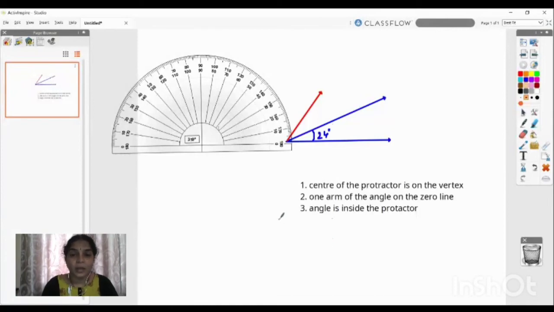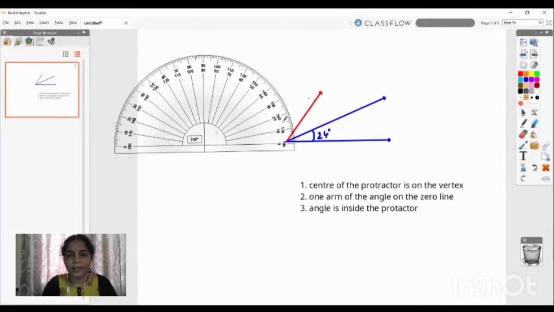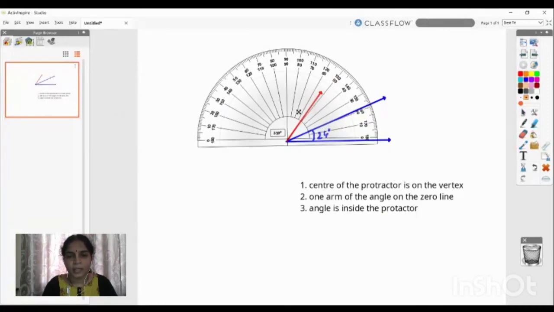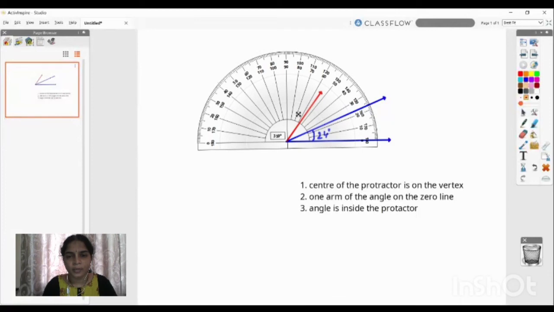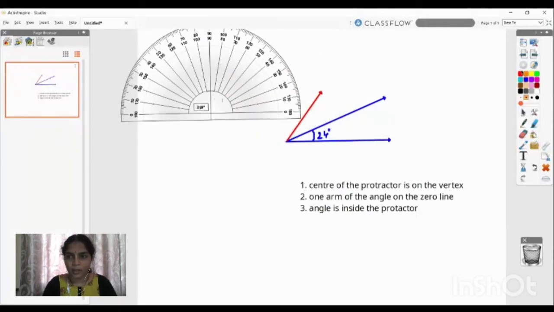Now let's see how to measure the red color angle. The red color angle is formed with the red color line and the bottom blue color line. Those are the two rays which are forming that angle. Now again, center of the protractor on the vertex. One arm of the angle is on the zero line. What I'm measuring, angle inside the protractor. We understood. So, okay, let us mark the angle.